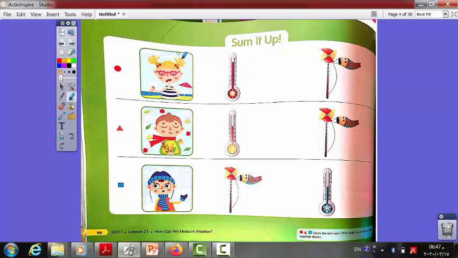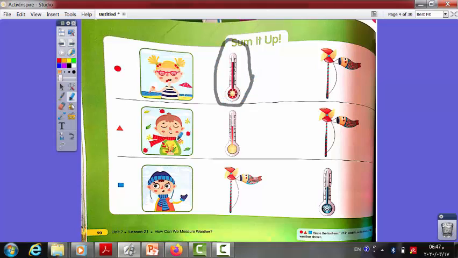Look here. We have 3 girls and we have different weather. In the first one, look at this girl's face. She has sun kisses. So we have high temperature. Can we use windsock to measure, or can we use thermometer? Of course we can use thermometer. Good job. So make a circle.